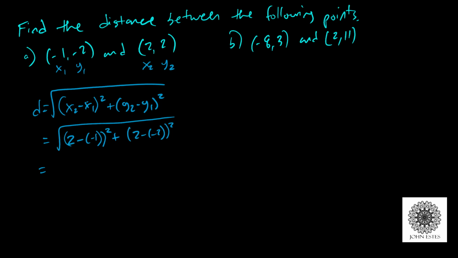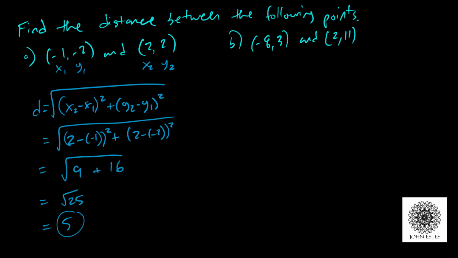So 2 minus -1 is actually 2 plus 1, which is 3. So 3 squared, we get 9. And then 2 minus -2 is actually 2 plus 2, which is 4. So that was 16. So I have the square root of 9 plus 16, which is the square root of 25. And so here, I get exactly 5 as the distance between the 2 points in my graph.